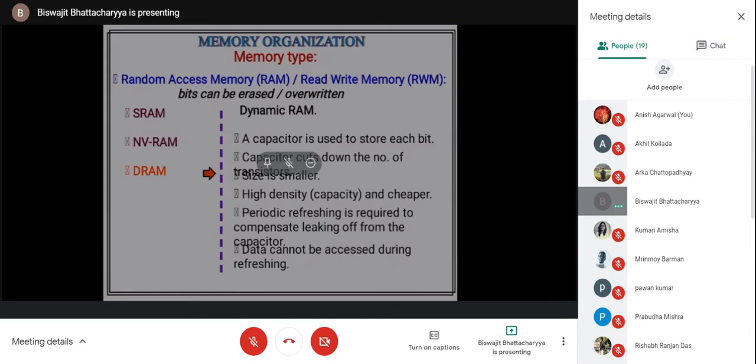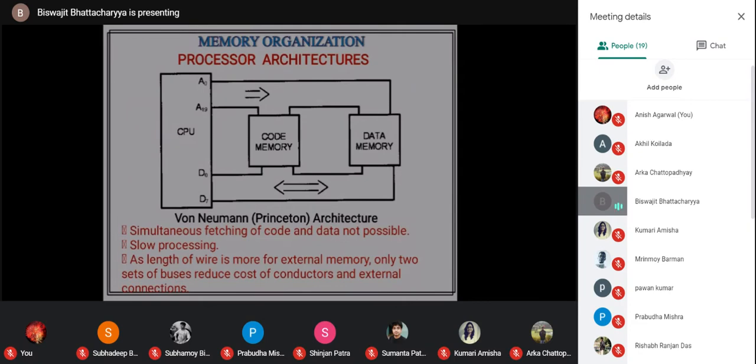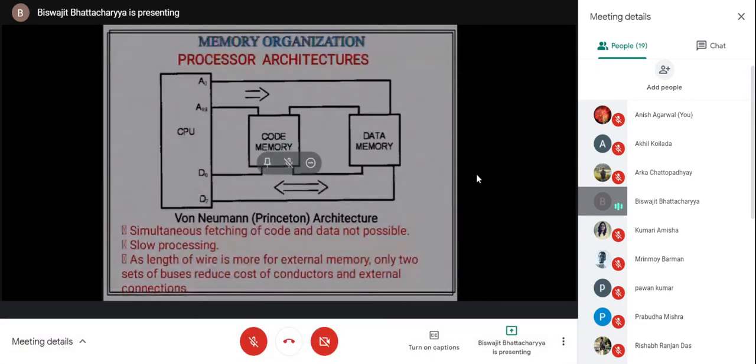Okay. So during the refreshing of the capacitor, the data cannot be accessed. But the refreshing cycle exists only for a very small time. After that, the data can be accessed. Data remains permanent there. Okay. So that is the dynamic RAM. Now we see another important thing that we need to know before starting the actual discussion of microcontrollers.